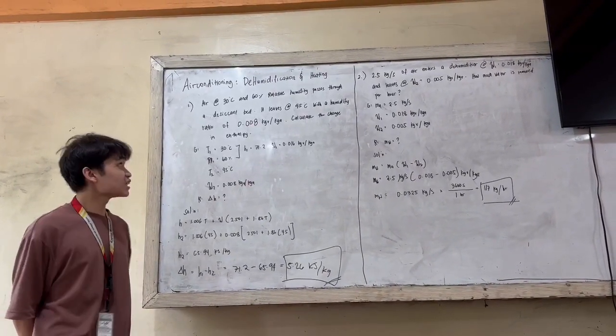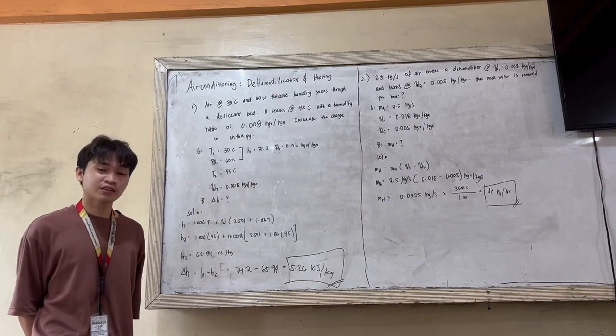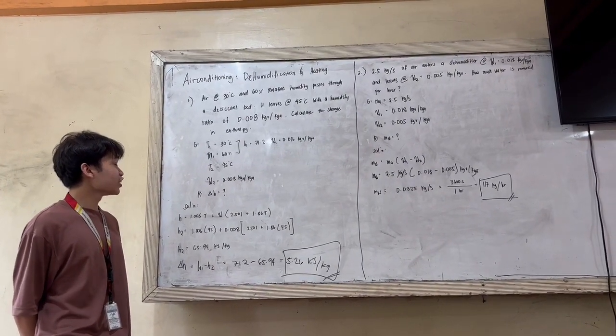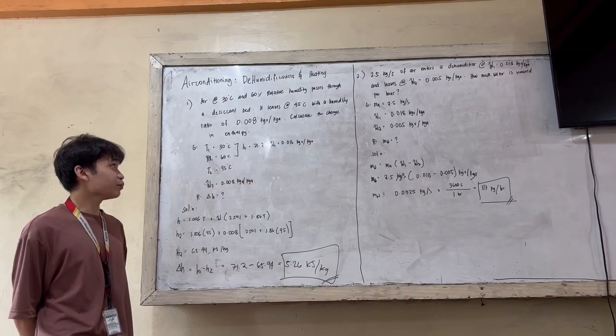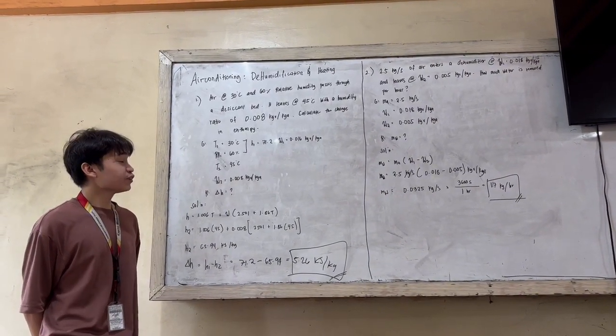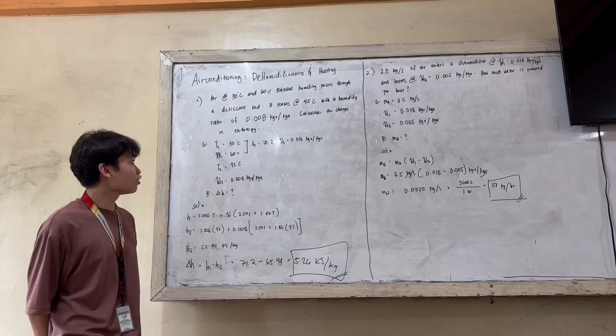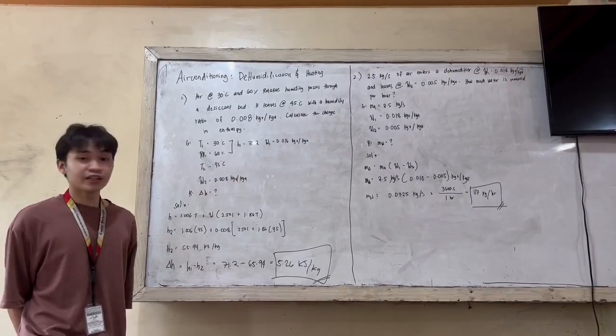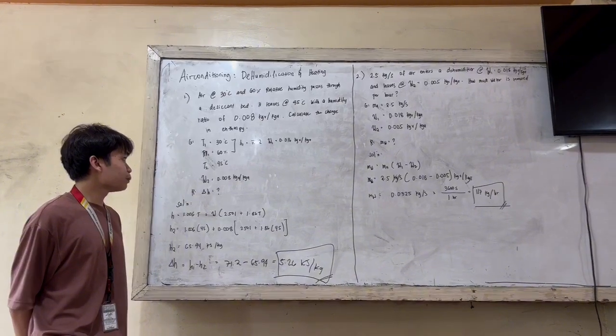I'll be explaining the process of dehumidification and heating. So let's start. Problem number 1. Air at 30 degrees Celsius and 60% relative humidity passes through a desiccant bed. It leaves at 45 degrees Celsius with a humidity ratio of 0.08 kilogram vapor per kilogram of dry air. Calculate the change in enthalpy.